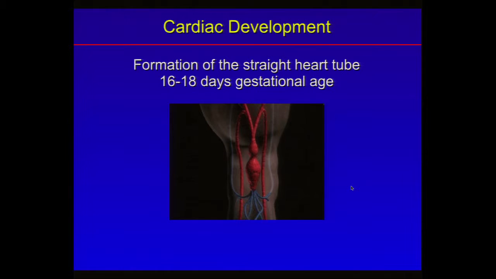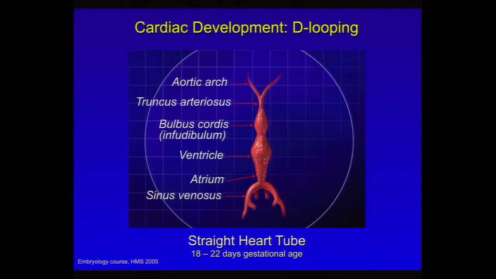So now we have a straight heart tube. Let's focus on that. And we are looking from cephalad to caudal. So this is, if you will, inferior. This is future head. We can identify the venous return to the straight heart tube.